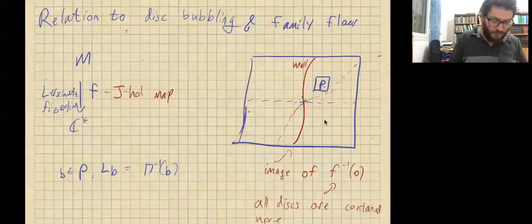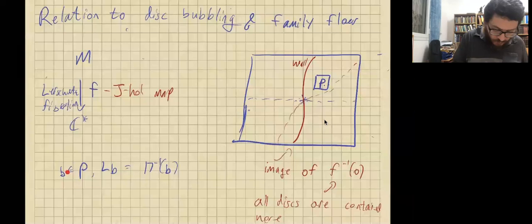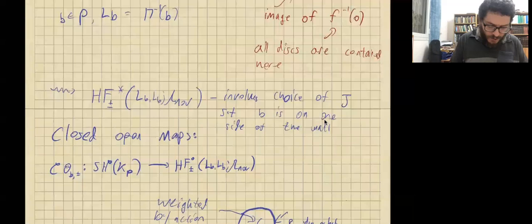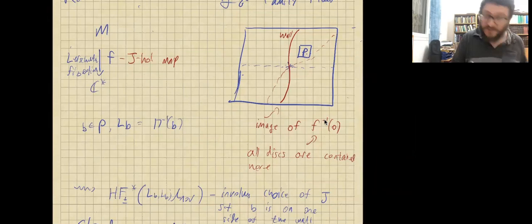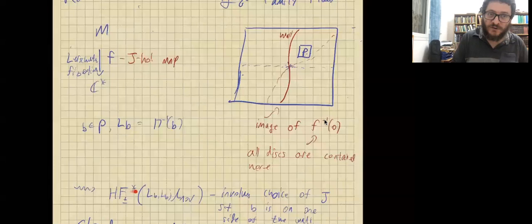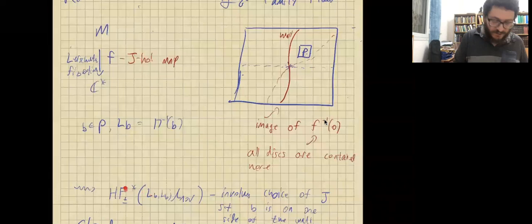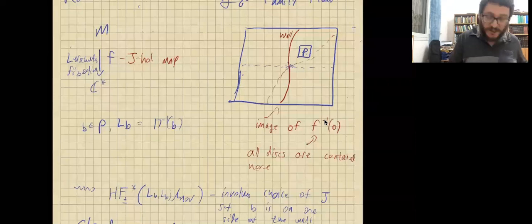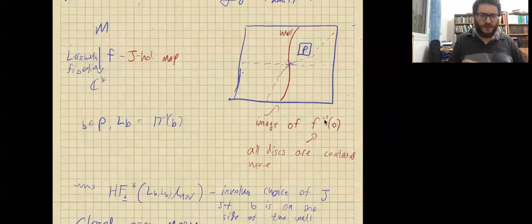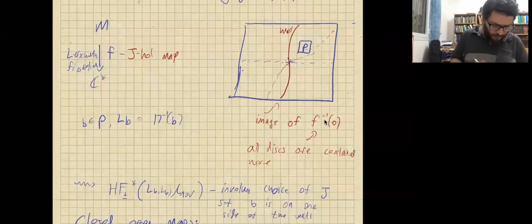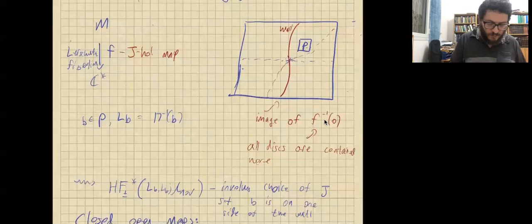Now we can relate this to disk bubbling as follows. Let's say we have a point which lives inside our polygon, and we're looking at the Lagrangian Floer cohomology of this point, which lives in the fiber. Because we have these two sides of the wall, the point can live on either side of the wall, and for each side we have a version of Lagrangian intersection Floer cohomology. I call these HF star plus and HF star minus. These are two different things which are isomorphic, but in a non-canonical way. A different way of saying this is that you choose a bounding cochain. Instead of talking about bounding cochains, I'm just saying that there are two different non-isomorphic versions. And that's the open string story.